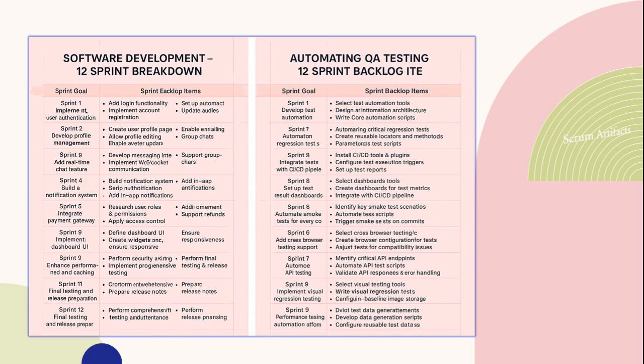These examples show how a larger product goal can break down into multiple sprint goals, each with its own sprint backlog items. Whether it's building a new software feature like user authentication or automating car testing, each sprint has a clear, focused goal with specific tasks to achieve it. It's how we chip away at the bigger picture, one focused sprint at a time.